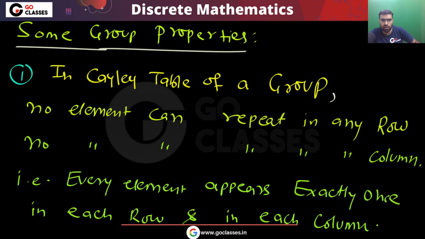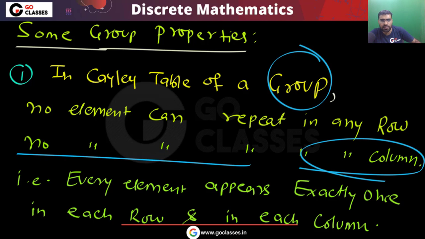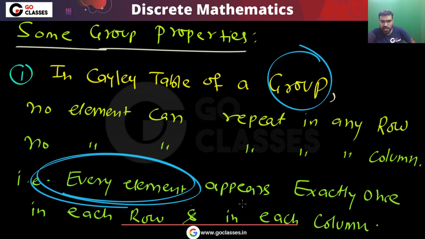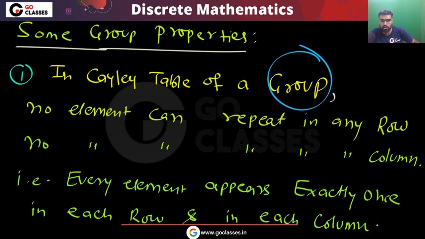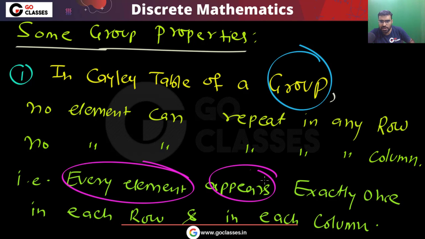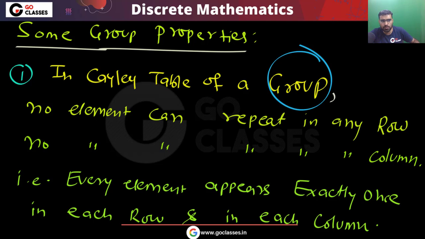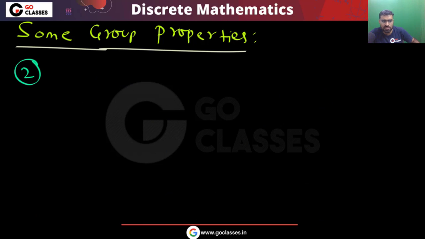In the Cayley table of a group, no element can repeat in any row, and no element can repeat in any column. This means every element appears exactly once in every row and every column, not more than once, not less than once. So this is a very useful property that we are going to use.